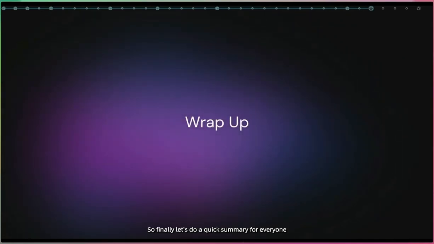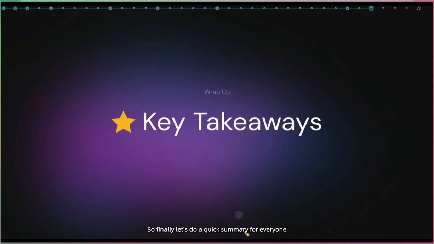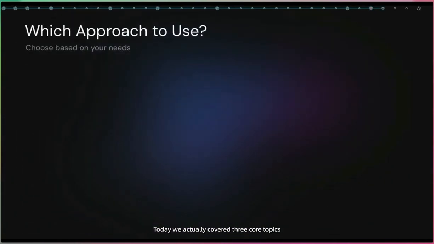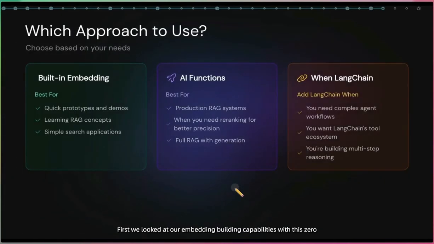Alright, so finally, let's do a quick summary for everyone. Today, we actually covered 3 core topics. First, we looked at our embedding building capabilities. With this zero configuration approach, you can quickly use our vector storage to build a foundation for RAG. This means we don't need to do any extra configuration for vector models. You can jump straight into building data indexes, and then move on to the data retrieval process. This is really helpful for rapid prototyping.